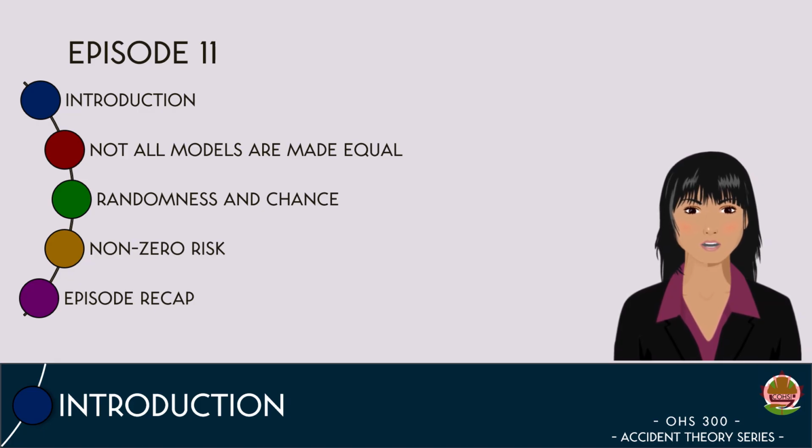The series has also covered common biases that hinder investigations, methods to avoid them, and the importance of a structured approach. The previous 10 episodes, which represent a third of the content in this series, essentially defined what an incident is and how an investigator would react to it. Moving forward, we will now use various types of models to justify our theories. In this episode, we will look at accident models and learn that all models are not made equal. We will take a look at randomness and chance as well as non-zero risk.